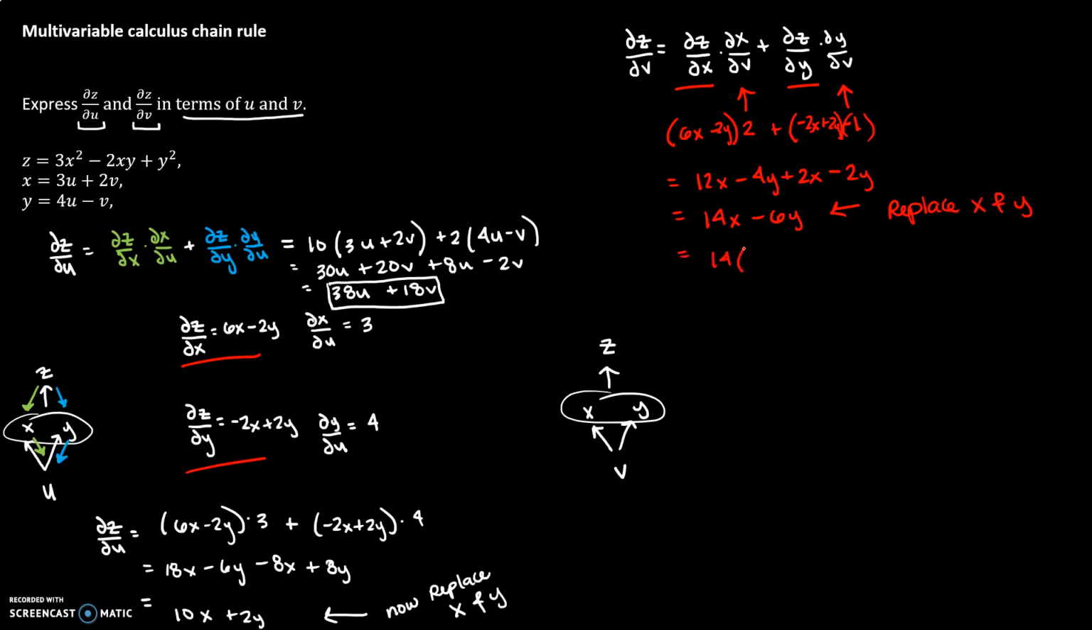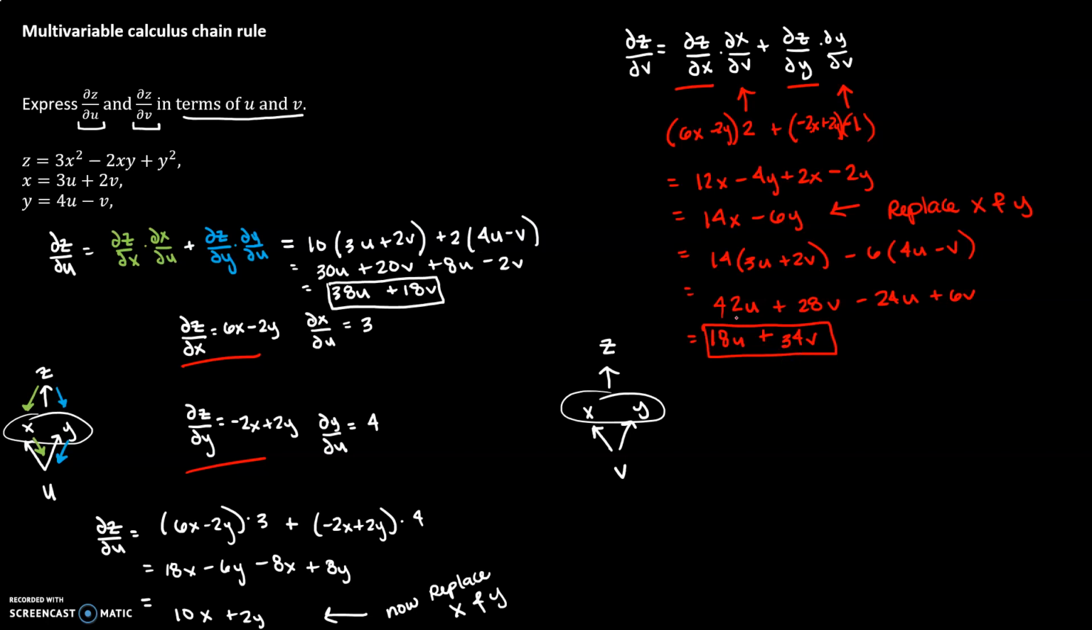So we get 14 times 3u plus 2v minus 6 times 4u minus v. Multiply that out. And once we multiply that out, simplify, we find that the partial of z with respect to v is 18u plus 34v.